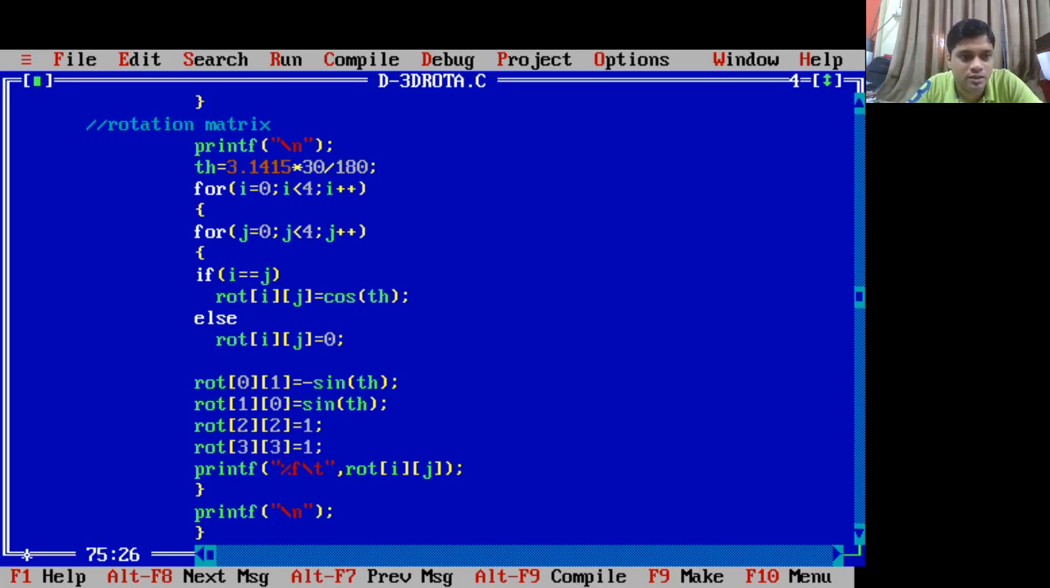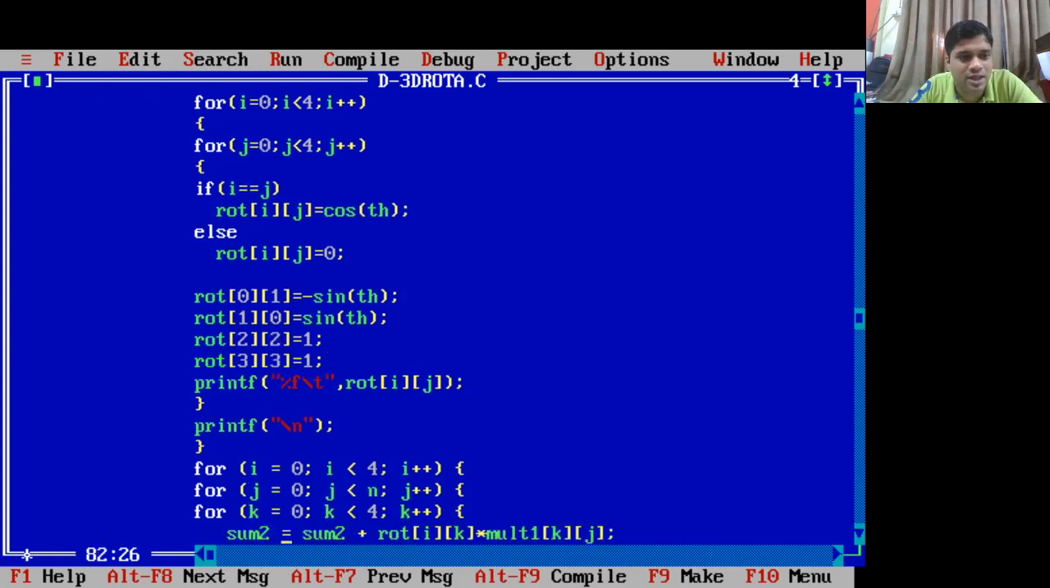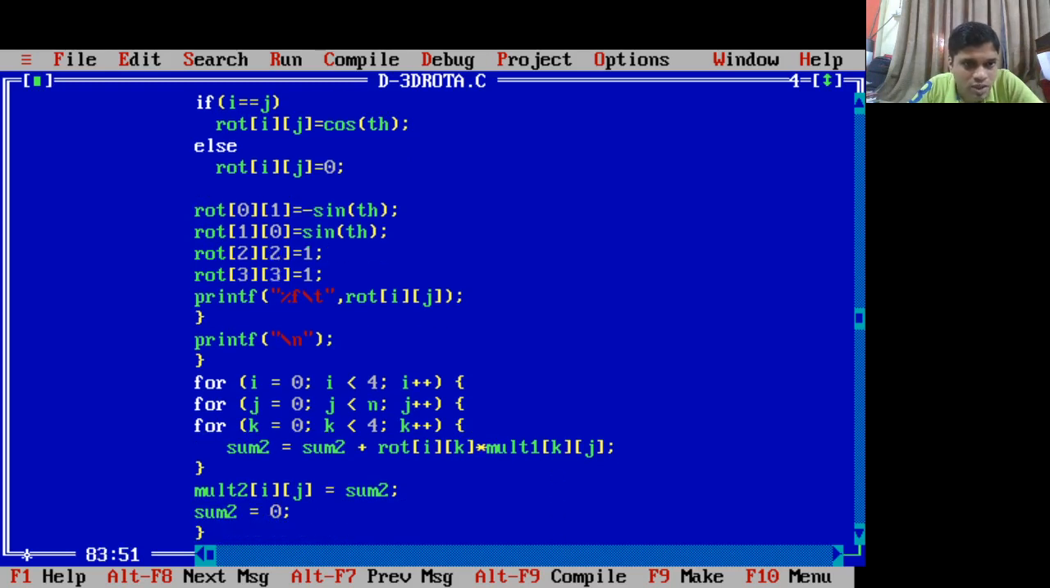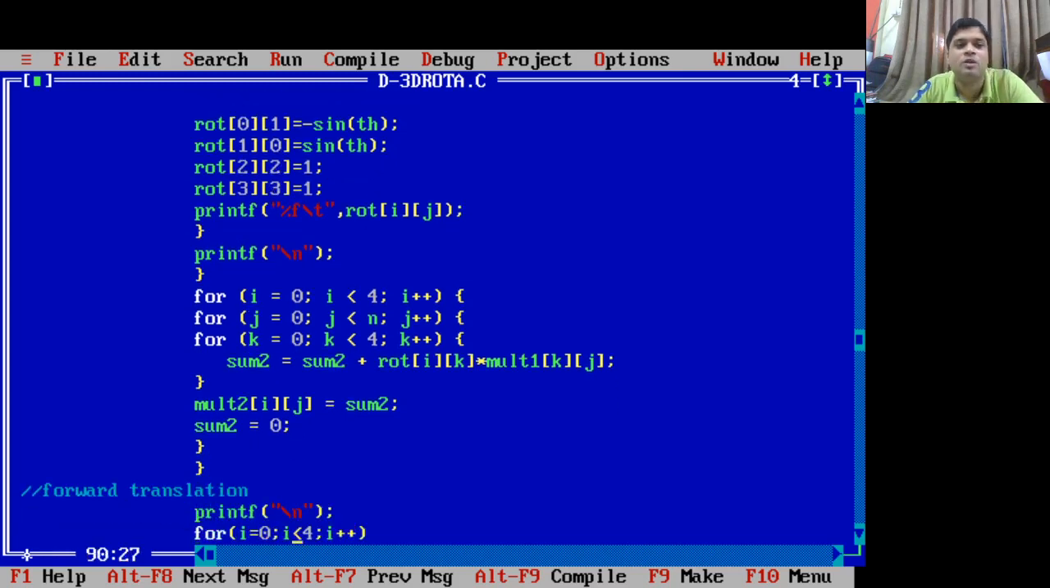And then I will print the values of the matrix using the slash t and slash n. Then I will carry out the next multiplication using the three for loops. So for i equal to 0, i less than 4, j equal to 0, j less than n, and k equal to 0, k less than 4. Then again ensure that the first row, the first column of the matrix is equivalent with the row of the second matrix. The multiplication is carried out in sum 2, and then I will assign sum 2 to mult 2. So now mult 2 carries the multiplication.